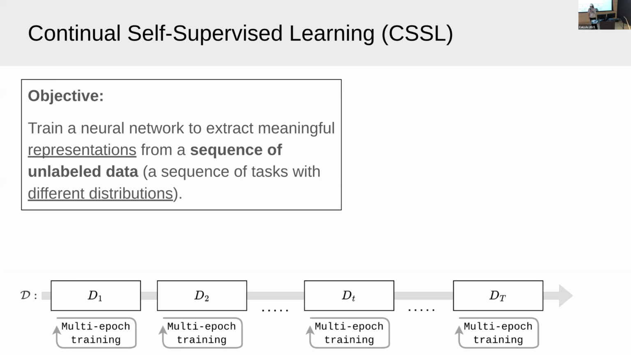So I'm starting with a quick recap of continual self-supervised learning. The objective is to train an encoder to extract a meaningful representation from a sequence of unlabeled data. As in a classical continual learning scenario, this sequence of data continually changes.